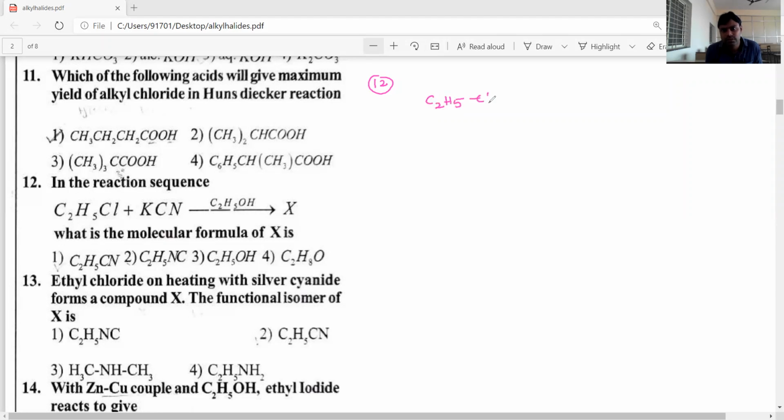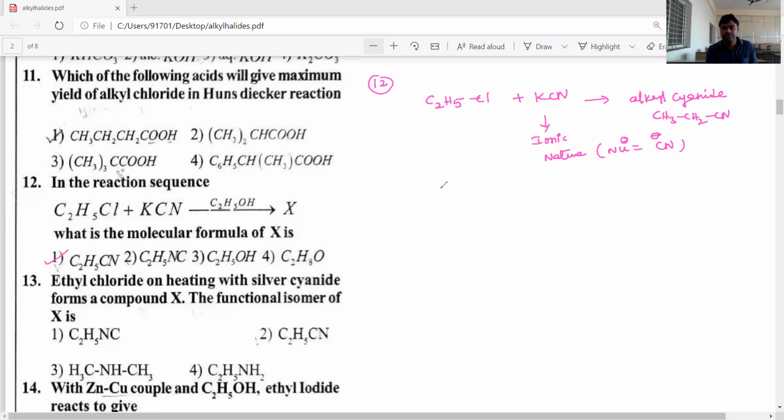C2H5Cl, chloroethane, reacts with KCN, potassium cyanide. Here the potassium cyanide is ionic in nature, hence the products are alkyl cyanides. The product is alkyl cyanide. So the nucleophile is CN minus. So the product is CH3-CH2-CN. Okay, so the product is ethyl cyanide, C2H5CN. So the answer is CN.